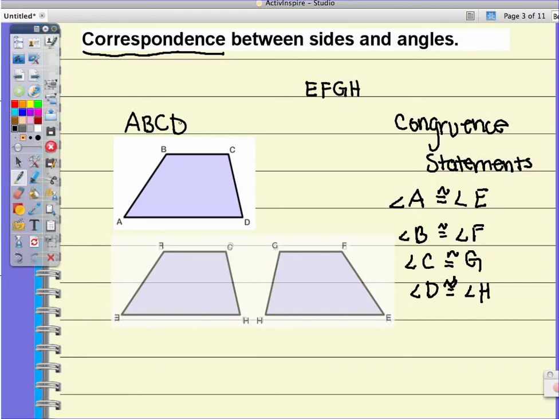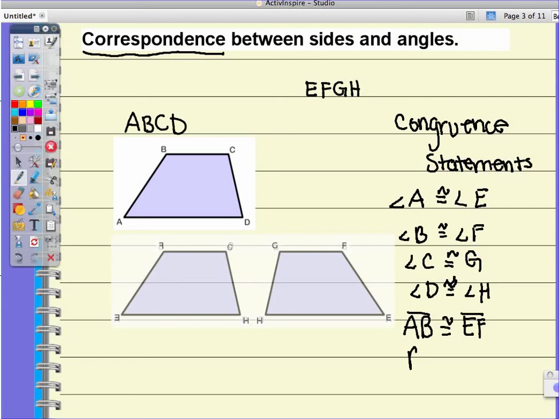Notice by just the way that I listed the order of the letters, I can tell what the correspondence is, and what the parts that are congruent. Now I can do the same thing with the segments. So, of course, in this figure, we have segment AB, and that is congruent to segment EF. So I would literally say segment AB is congruent to segment EF.